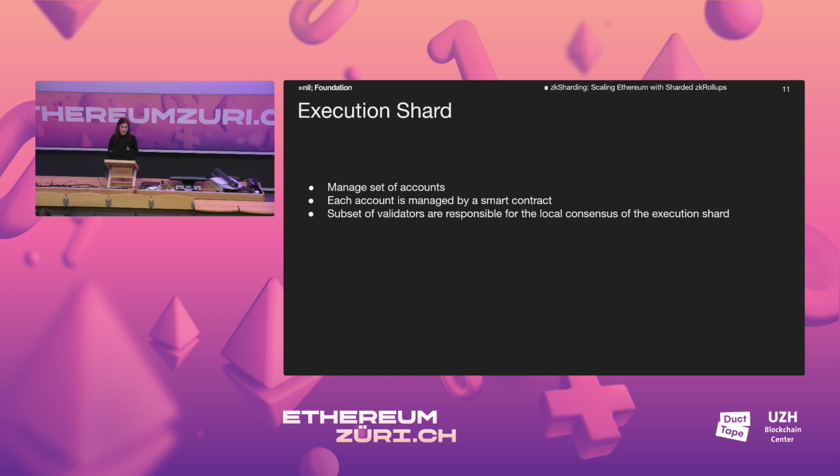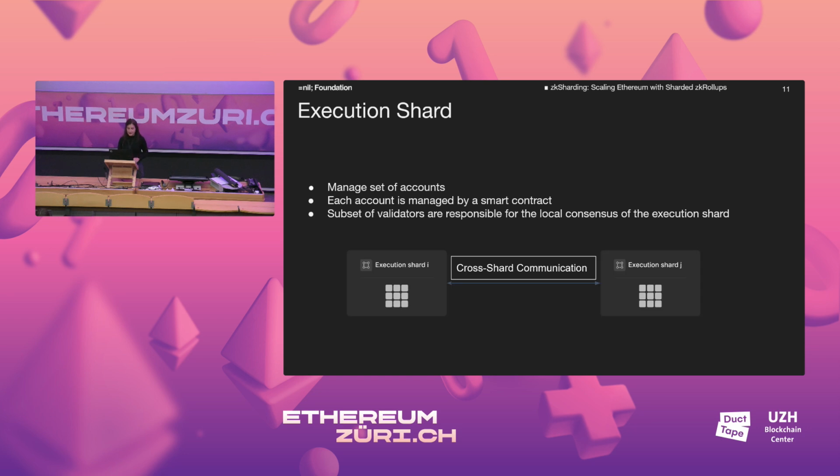And let's look at our architecture in more detail. As I said, we have execution shards, and you can just consider them as a blockchain. They manage a set of accounts, and in our design, each account is managed by a smart contract. And it is run by a specific set of validators. And when they are running this blockchain, they run their local consensus algorithm on top of it.